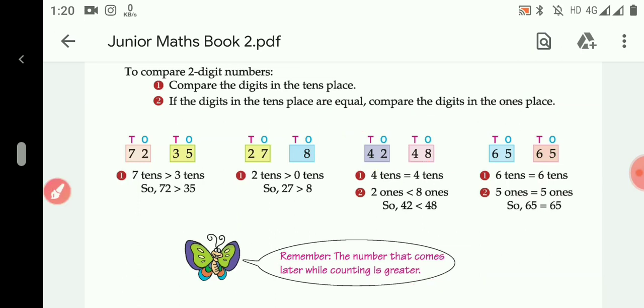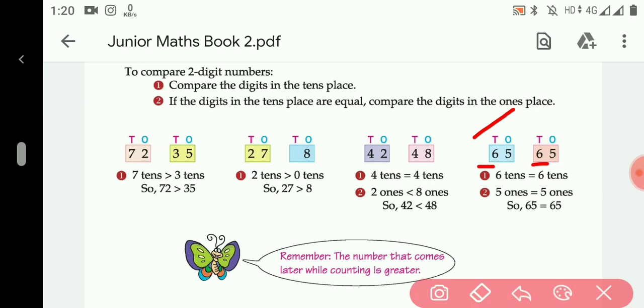In the fourth example, first we will compare the digits in the tens place, which is 6 and 6, both are equal. Now we will compare the digits in the ones place, which is 5 and 5, both are equal. So which sign will come? The equal to sign will come here. Now we will move towards the exercise.